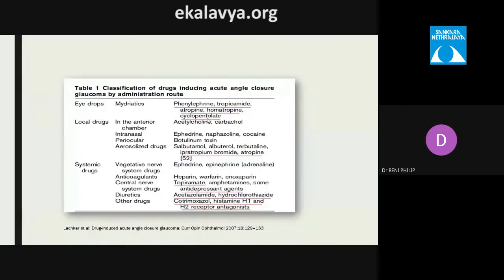So the mechanism of IOP spike caused by topiramate and acetazolamide is different from that caused by drugs like phenylephrine, TCAs and SSRIs. In topiramate and acetazolamide, it is not something that occurs only in a predisposed eye. Rather, it occurs as an idiosyncratic reaction where there is ciliary effusion and forward pushing of the iris-lens diaphragm, as a result narrowing the angle, which may result in an IOP spike.